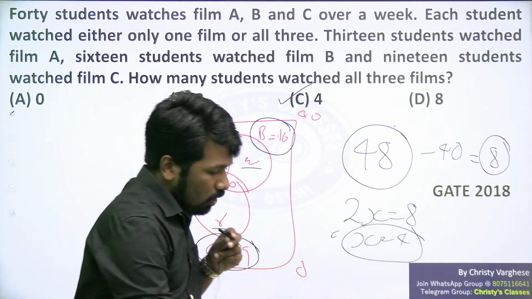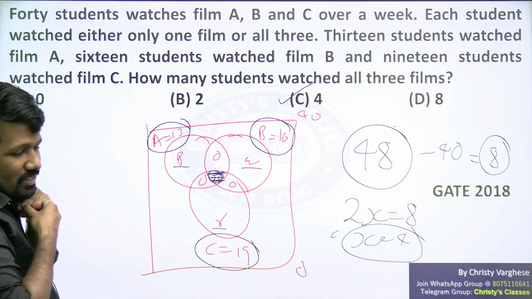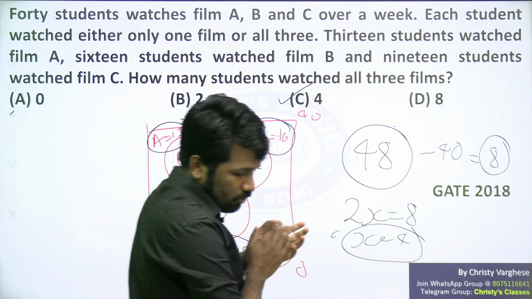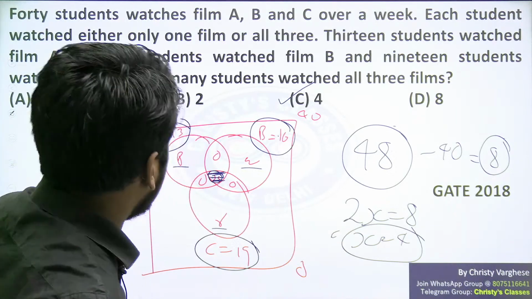This idea is what you need to do. The further questions are a little more complicated than this. Bigger numbers will be there. Same idea itself you have to use. Okay, if that is clear, then let's go to the next question.